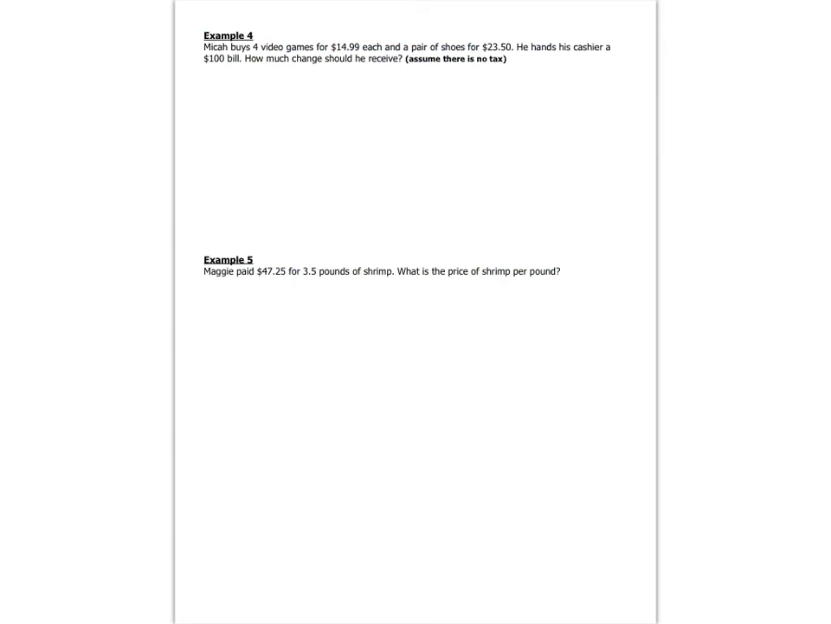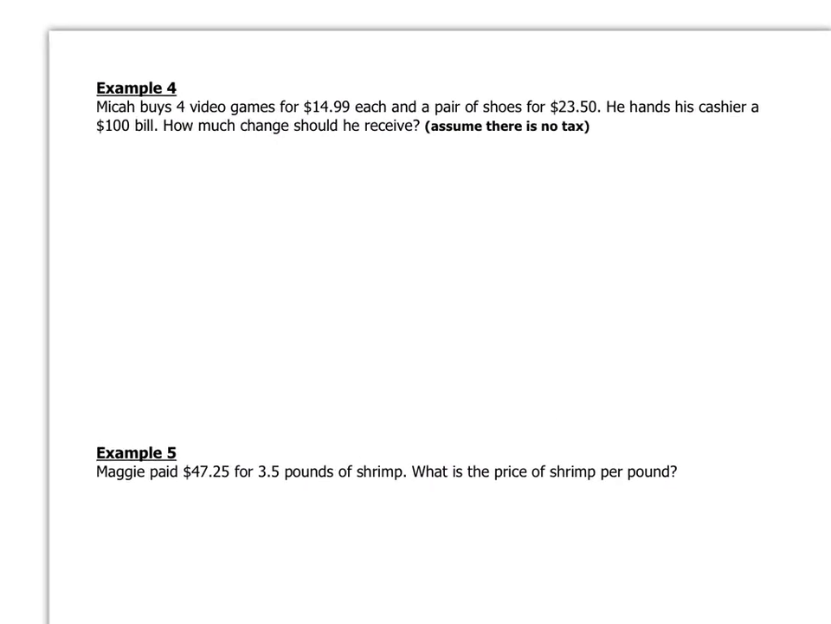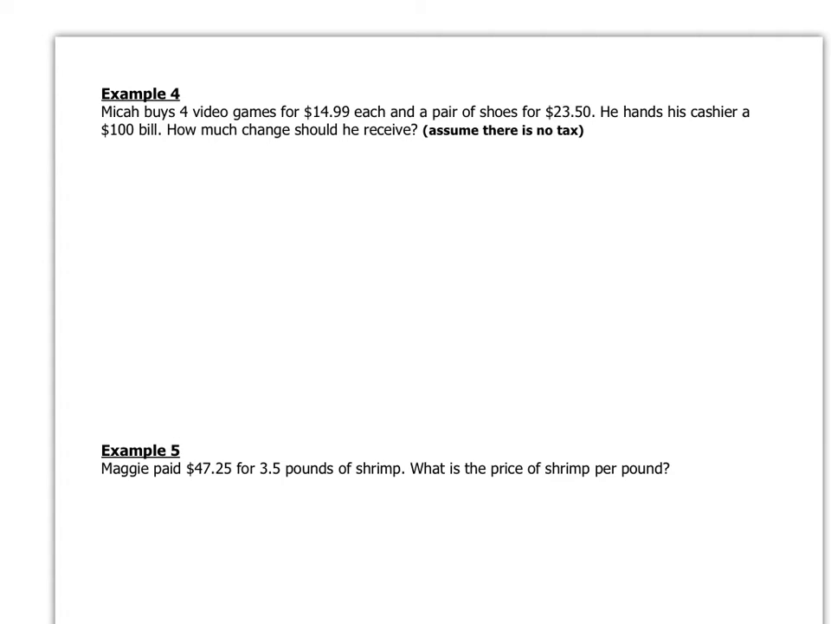Okay, on the back side we have a couple of other problems. Number 4 says Micah buys 4 video games for $14.99 each and a pair of shoes for $23.50. He hands his cashier a $100 bill. How much change should he receive? And we're assuming there's no tax for this problem. So this problem is going to involve a few operations. The first operation is going to be subtraction, because we see a phrase, how much change. Change means subtraction, and so we know that's going to be here in our problem.